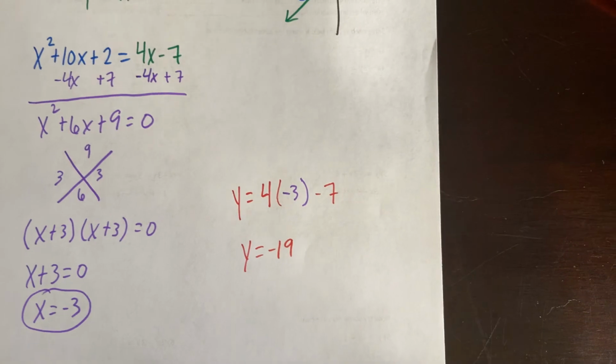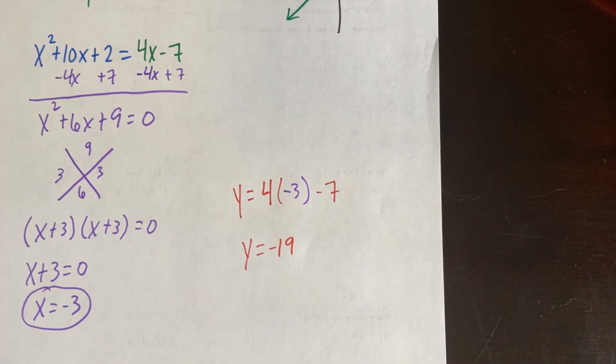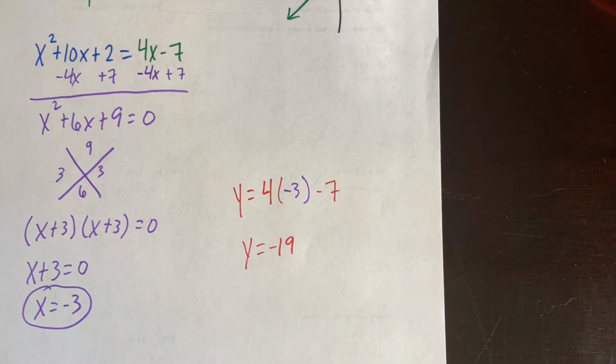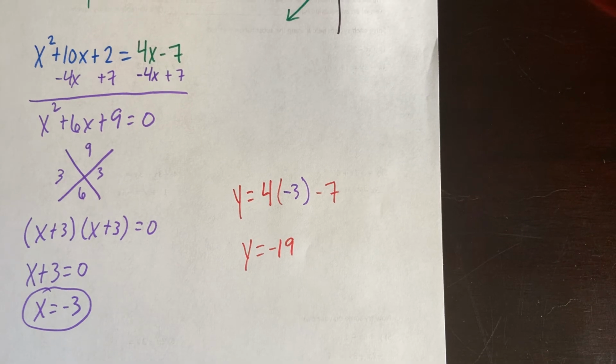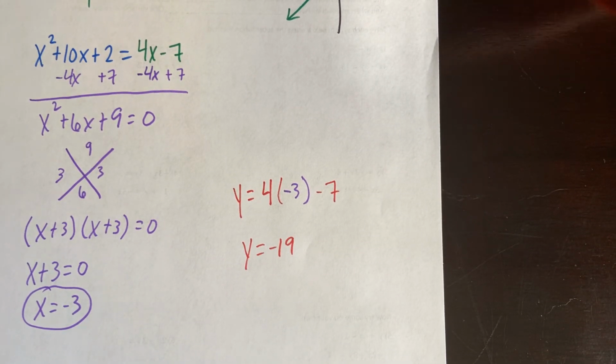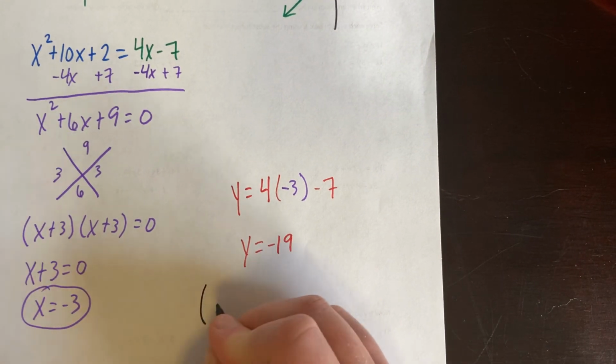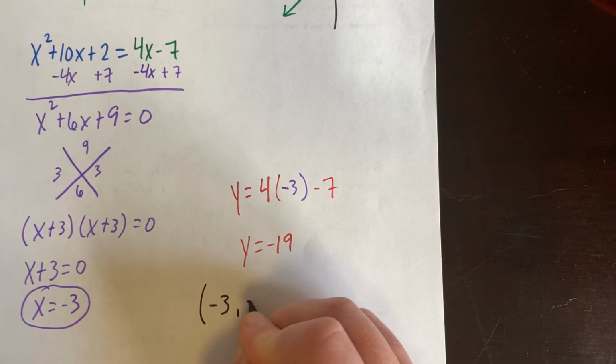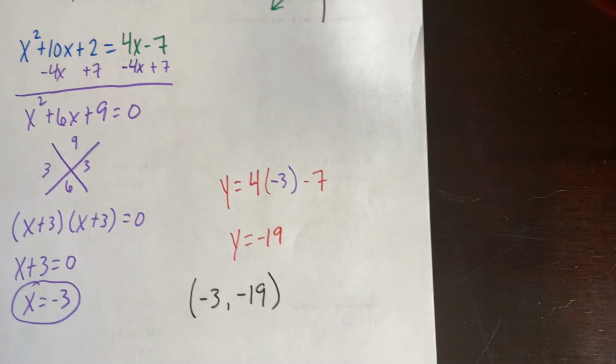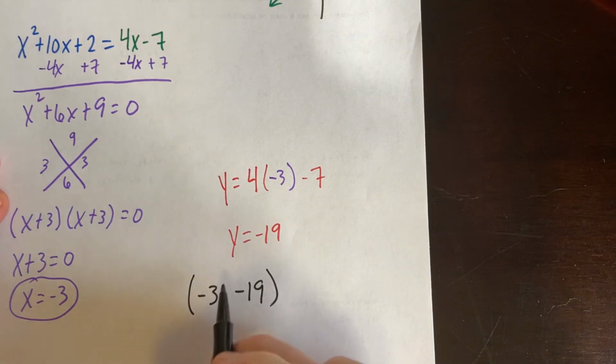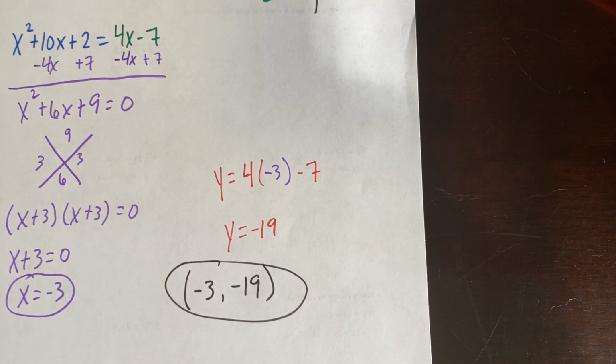Okay, so now remember, a solution is a coordinate point. We've got an x value, we've got a y value. So the solution to this system of equations, you're only going to have one of them, and it looks like the solution here is going to be x is negative 3, y is negative 19. Okay, so that would be the solution to this system of equations.